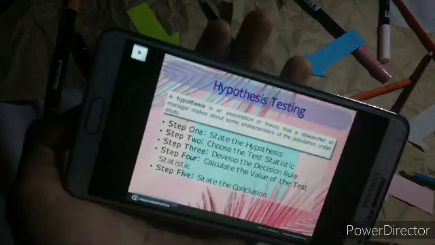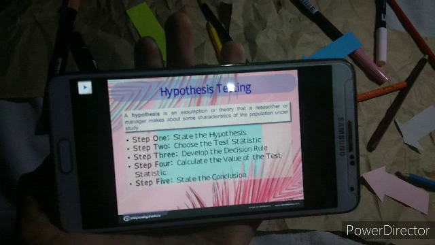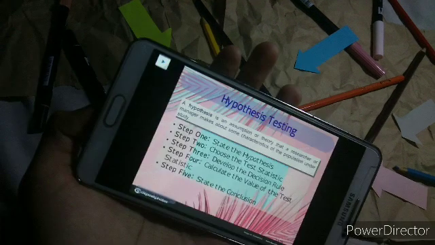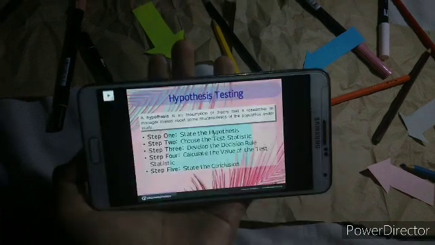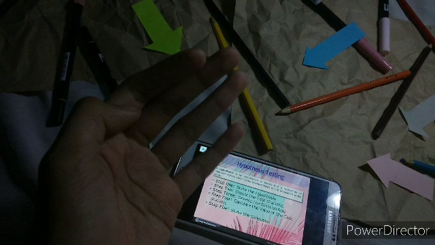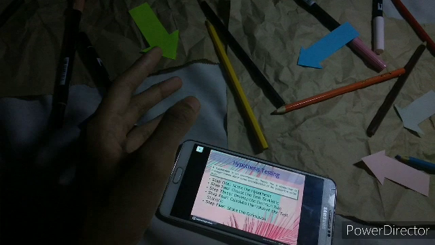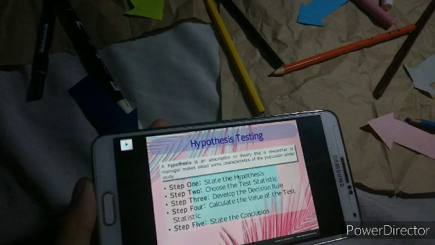Step 2 is choose the test statistic. These are the statistics or the formula used in the statistical testing, and it also includes the accept and reject rule. Step 3 is develop the decision rule. This is a procedure that the researcher or manager uses to decide whether to accept or reject the null hypothesis. Step 4 is calculate the value of the test statistic to measure the degree of agreement between the sample data and the null hypothesis. Step 5 is state the conclusion.